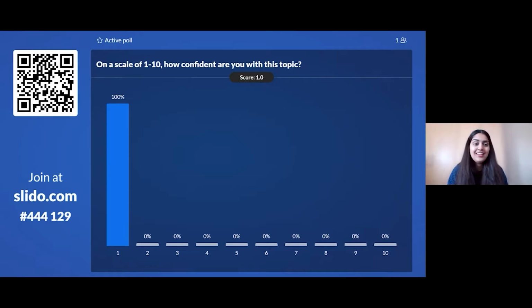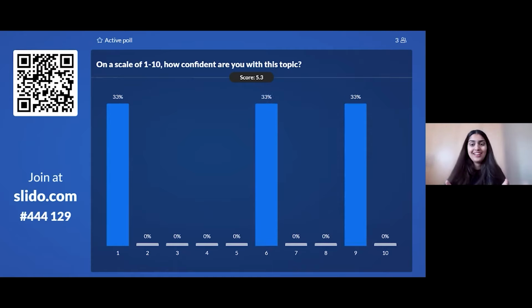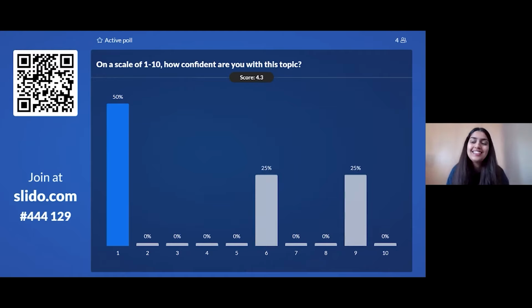Don't worry, I can't tell who's voting for what. So make sure that you do put your votes in, because otherwise, if everyone says they're confident and they're not really confident, I'll go through it really fast and it's not going to be a great learning experience. So make sure that you are responding honestly.